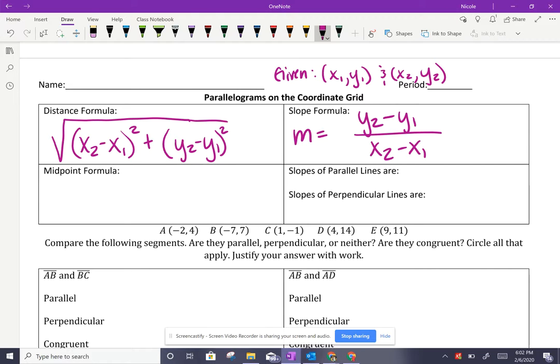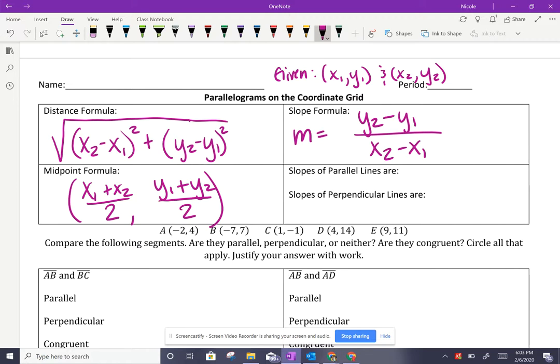Our midpoint formula, remember, midpoint is a point in the middle of a line segment. So the midpoint formula is actually going to give us the midpoint so we can know where it is. So we take our x's, x1 plus x2, and divide by 2, y1 plus y2, and divide by 2.